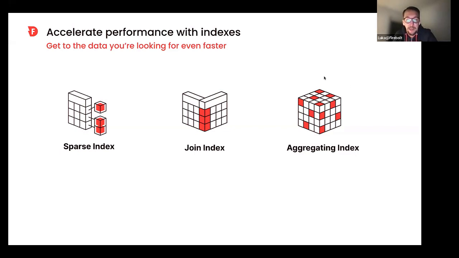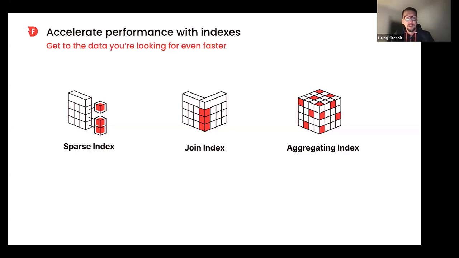And finally, we have the aggregating index, which you can view as almost an automatically maintained rollup. So you have your base table with the raw data, and then 1 or more aggregating indexes on top of it, which automatically roll up the data to the level of aggregation that you need. So again, imagine you have some sort of time series data. You want to roll this up to hour level, day level, week level, whatever.